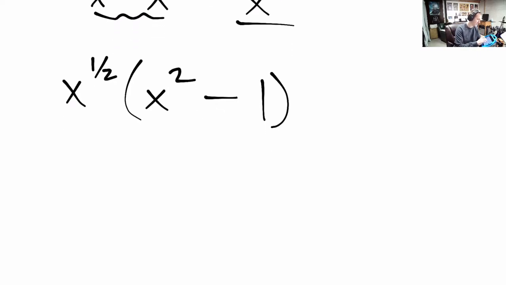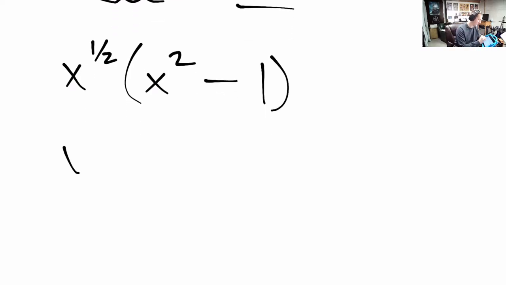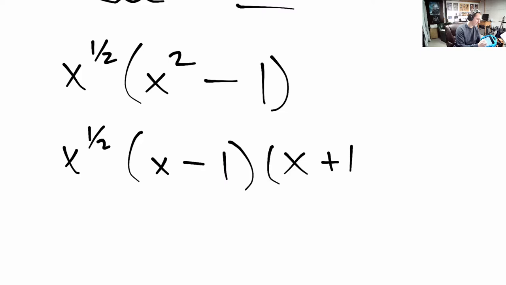This is one of those special patterns that I talked about in the lecture. If you have a difference of perfect squares, we've got x squared and we've got 1 squared, you can rewrite it always like this. Okay, and that's the final result.